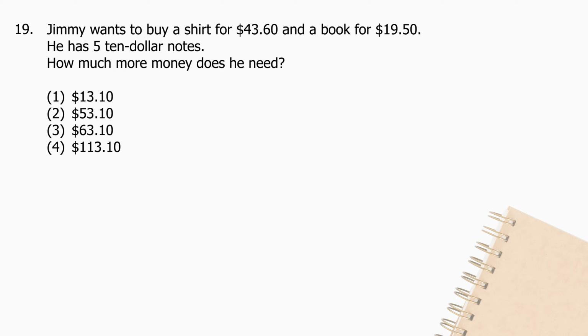Question 19. Jimmy wants to buy a shirt for $43.60, and a book for $19.50. He has 5 $10 notes. How much more money does he need?